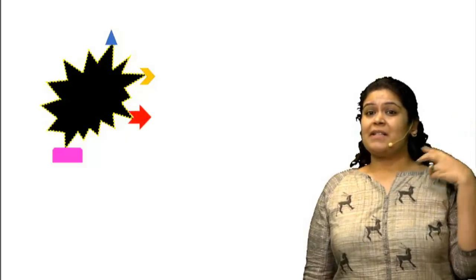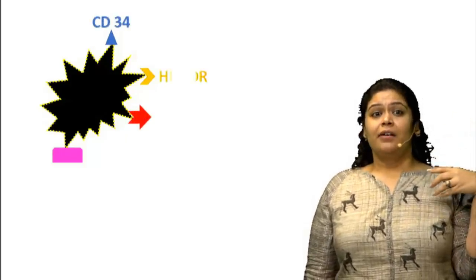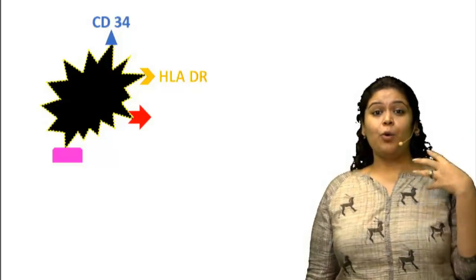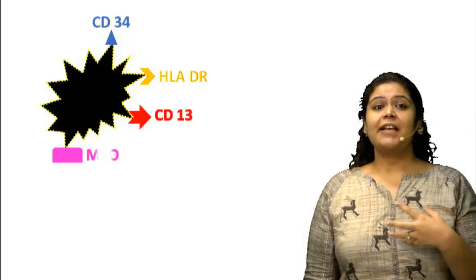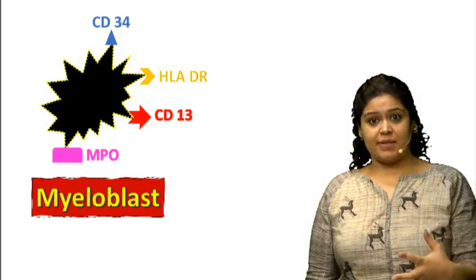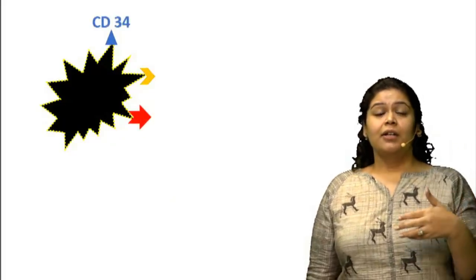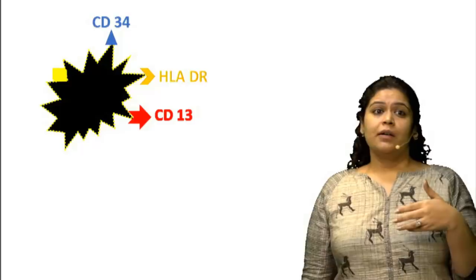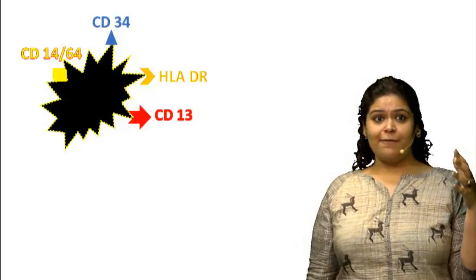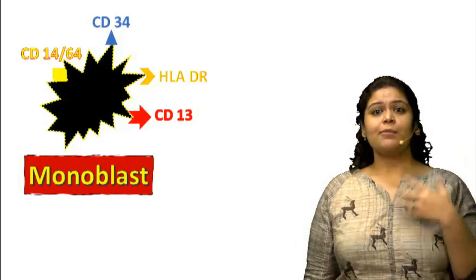And it's also expressing CD13. This picture, when I know it is in a tumor cell, I will think that this is a myeloblast, right? Next, it's a tumor cell and it has CD34, it has HLA-DR, it has CD13, and it has CD14 and 64. This is an immature cell. I'm going to consider this to be a monoblast.